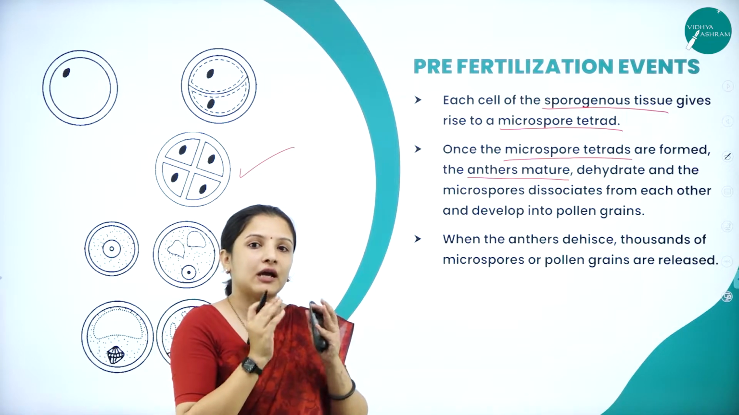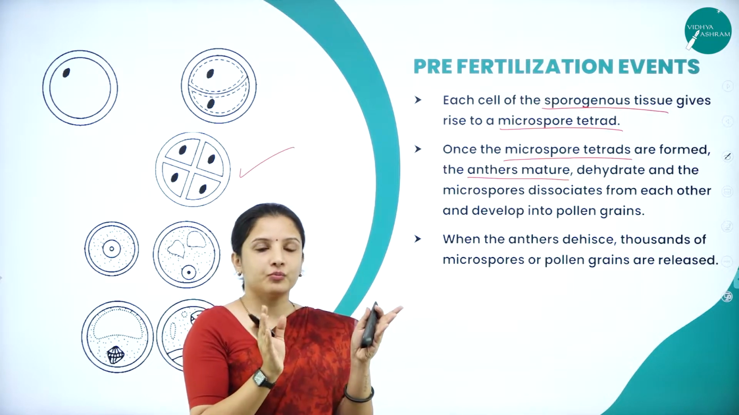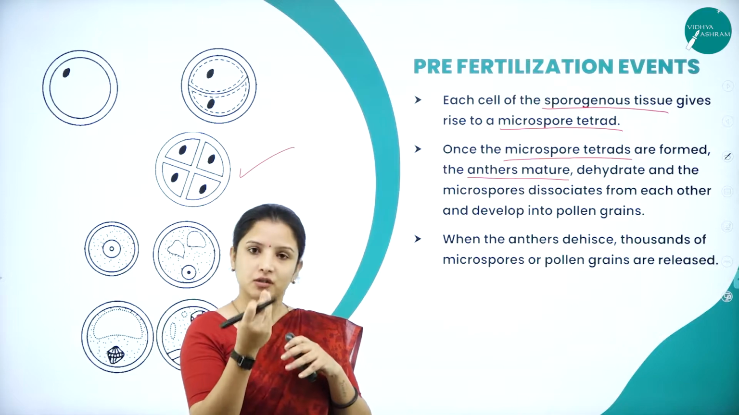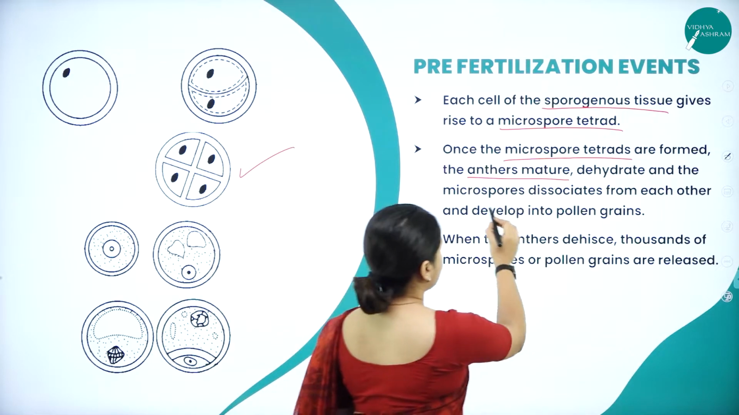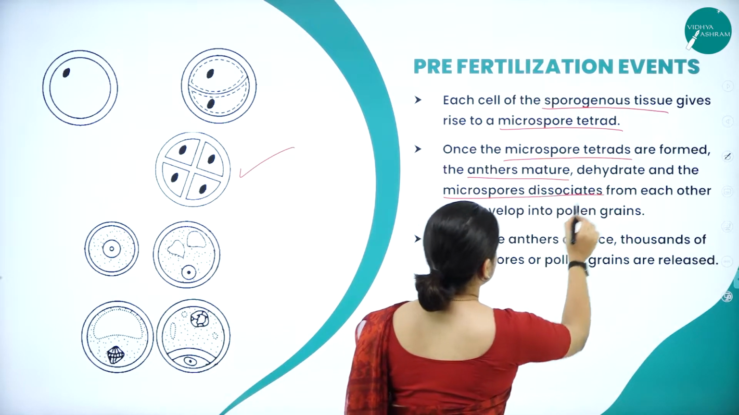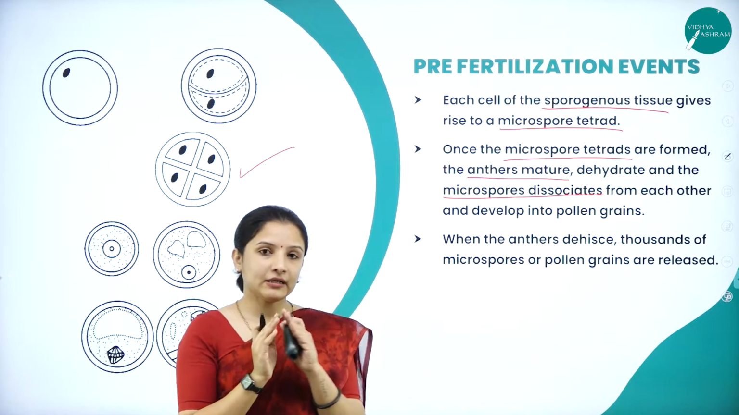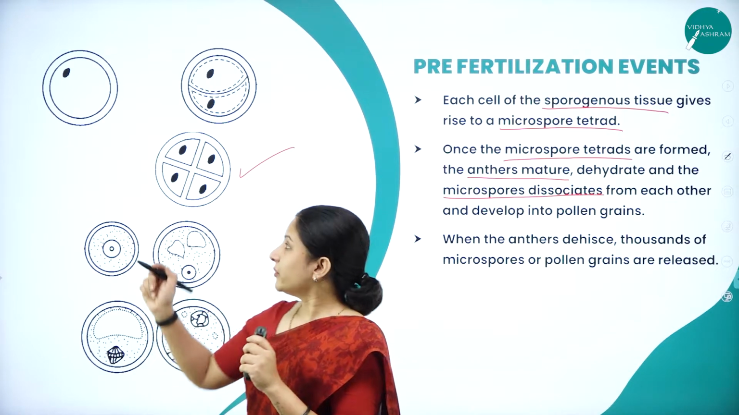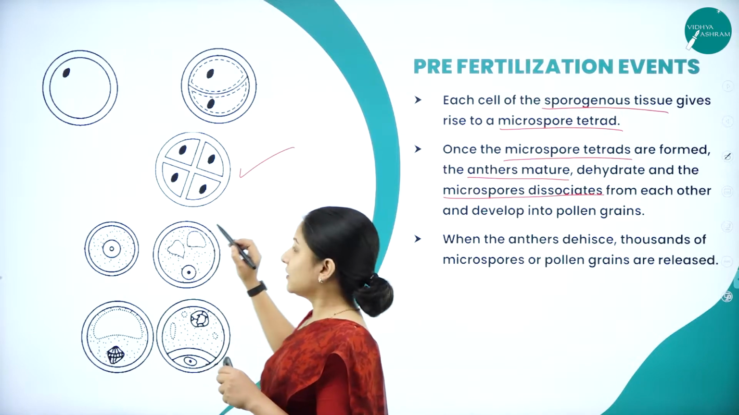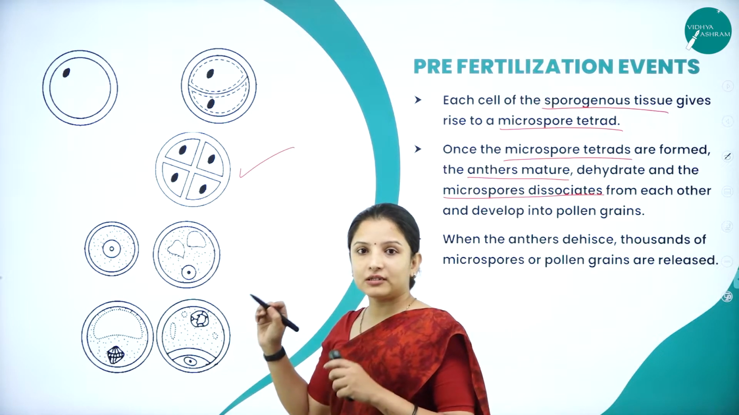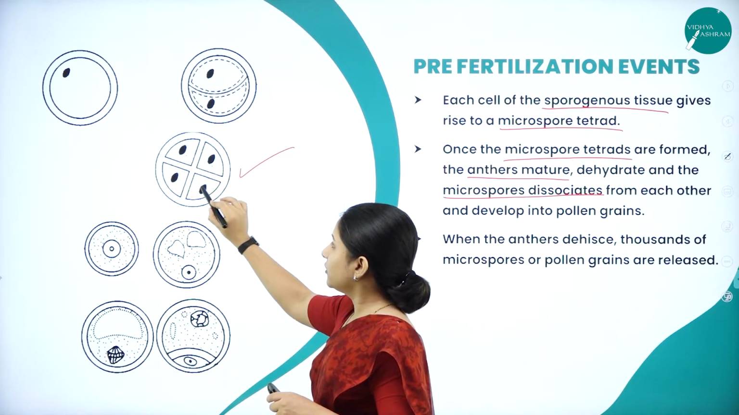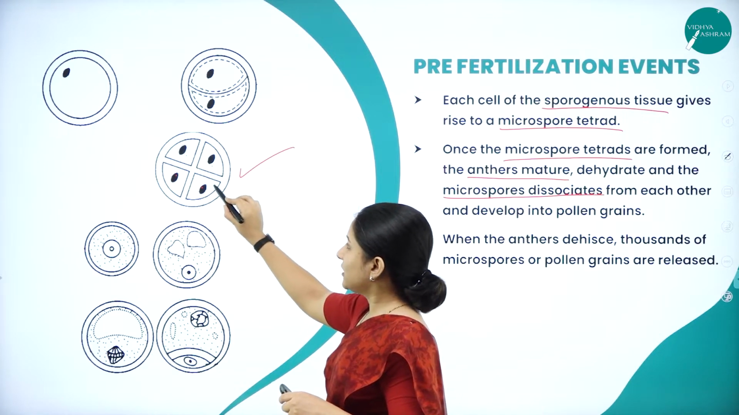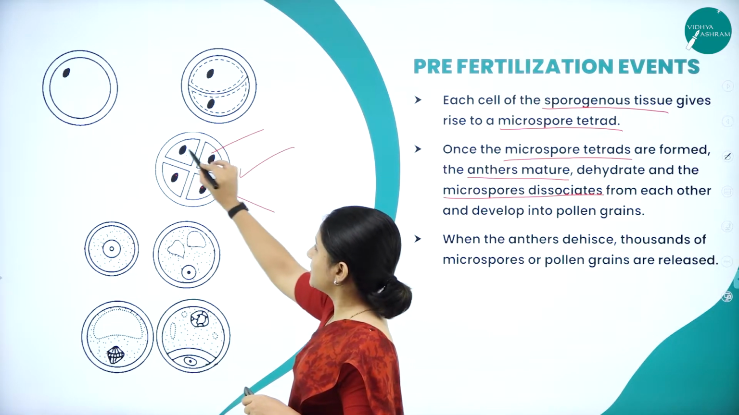So it is time for the anthers to burst open and liberate the microspores or the pollen grains. At that time, what happens? The microspores will dissociate from each other. Why dissociate? Because first, inside the anther, they will be in the form of a pollen tetrad having 4 pollen grains together like this. So these pollen grains should separate, they should dissociate.